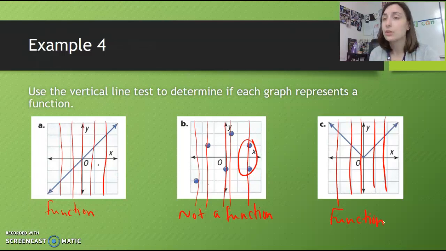And that's how we can use the vertical line test when given a graph in order to determine whether we have a function or not a function. And that is it for 7.1.